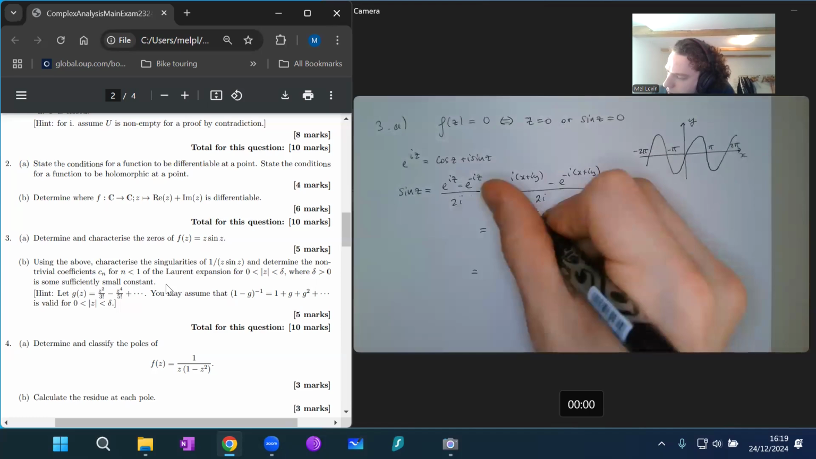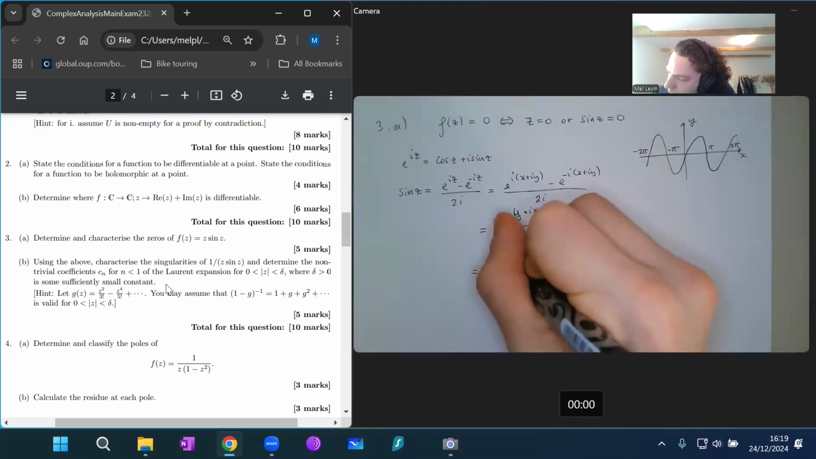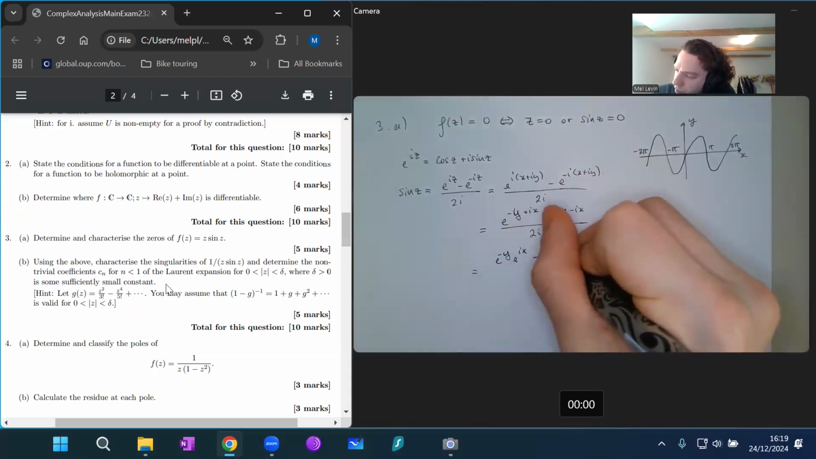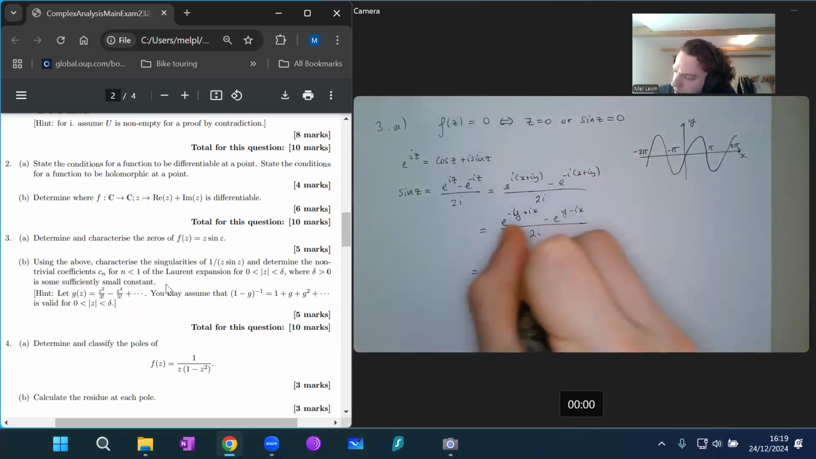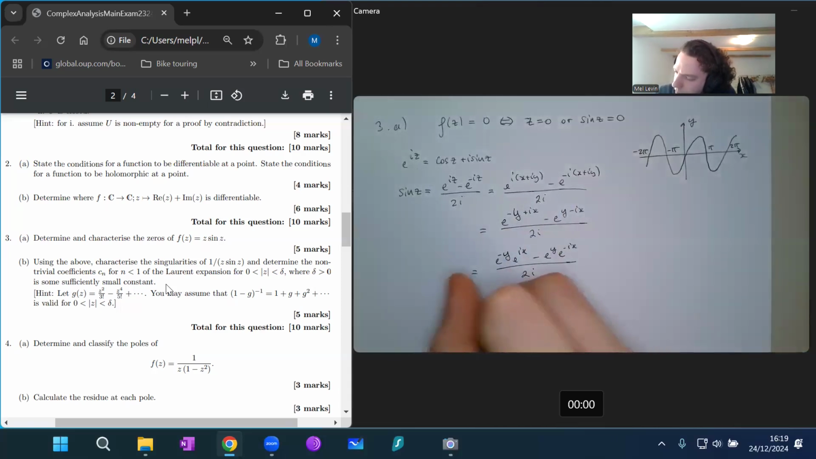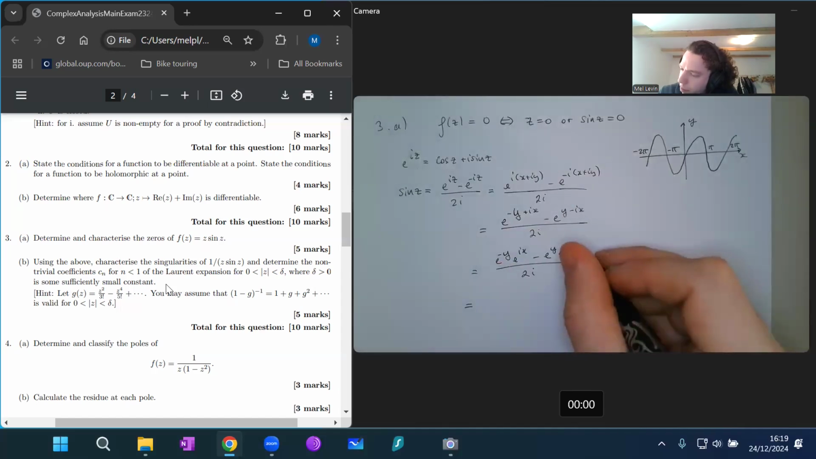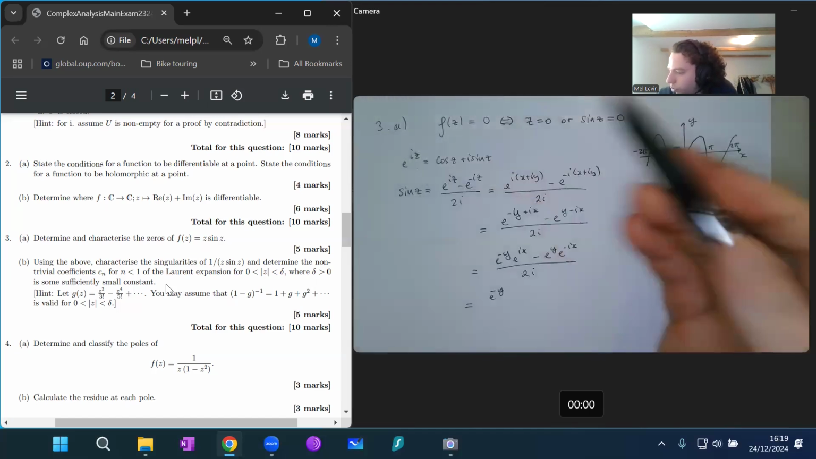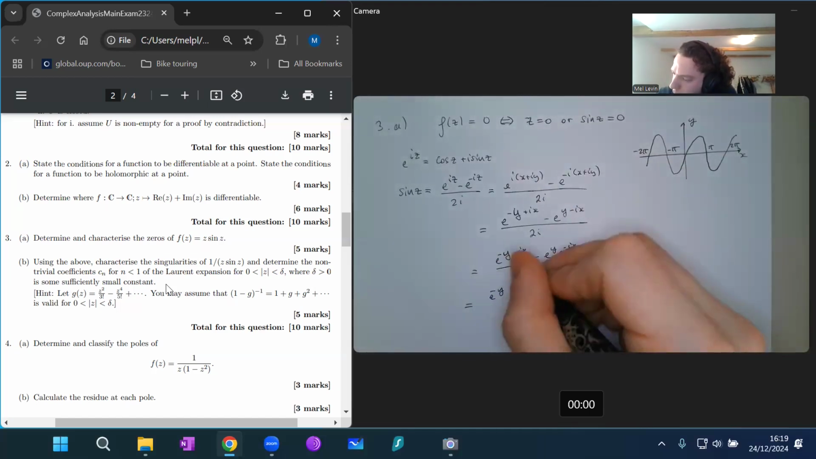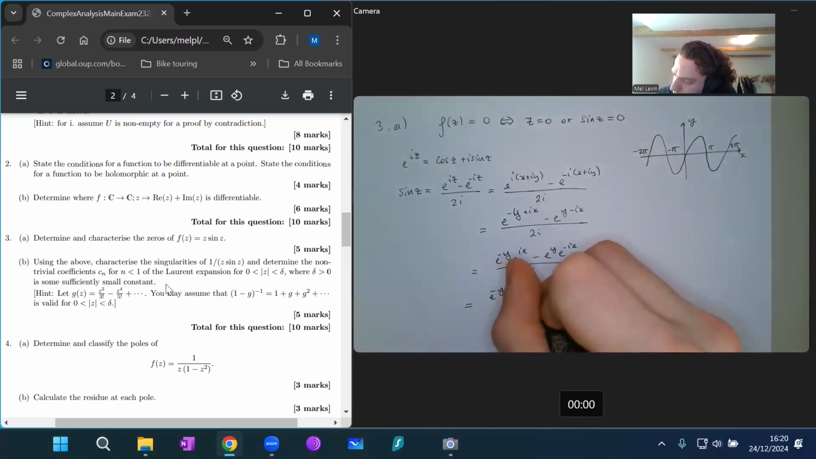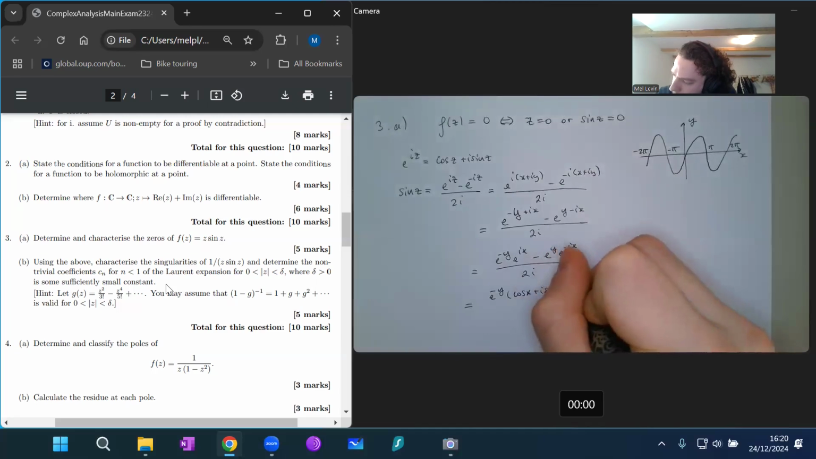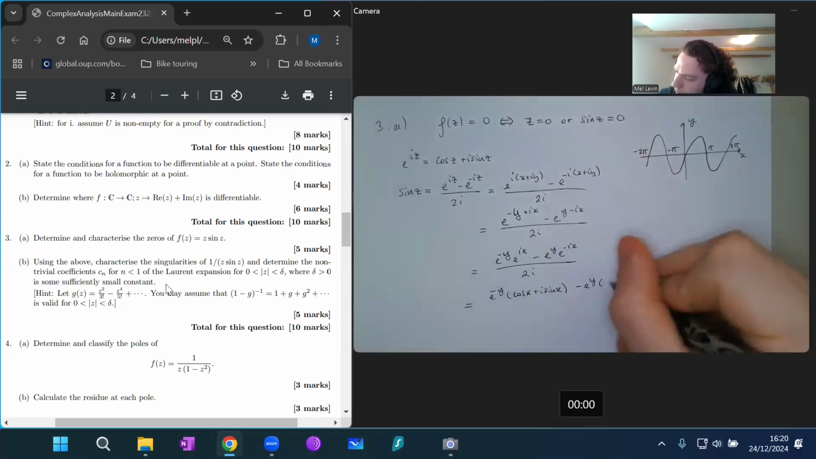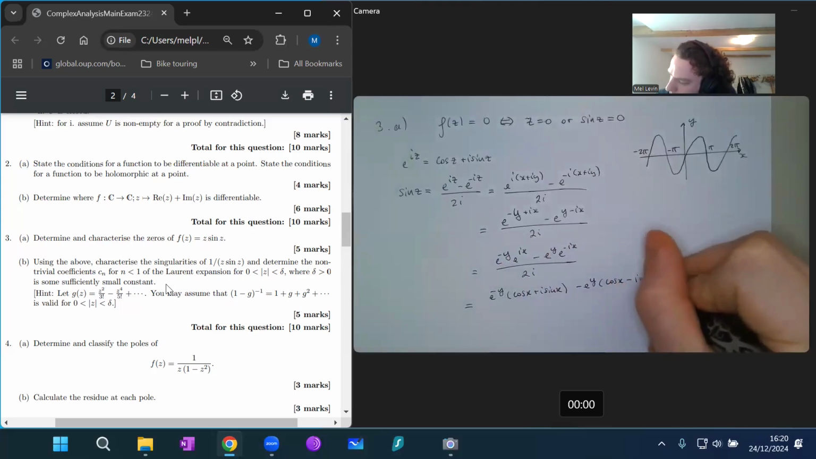And now we can separate: it's e to the minus y times e to the ix, minus e to the y times e to the minus ix, over 2i. Now x is real, so we can use that original Euler's formula again: e to the ix is cos x plus i sine x, minus e to the y, and this e to the minus ix will be cos x minus i sine x.